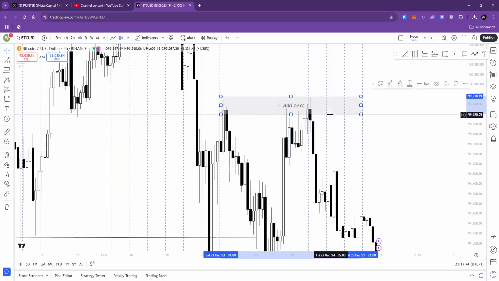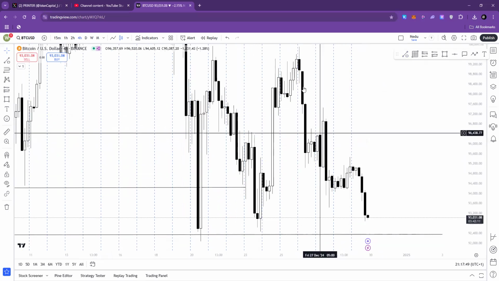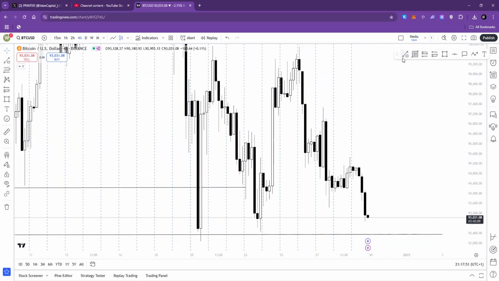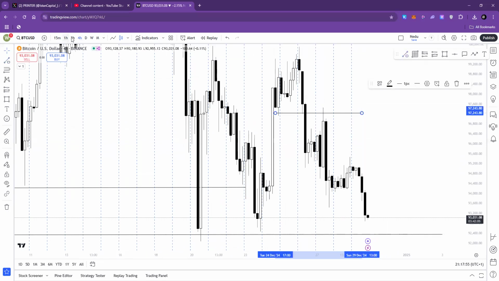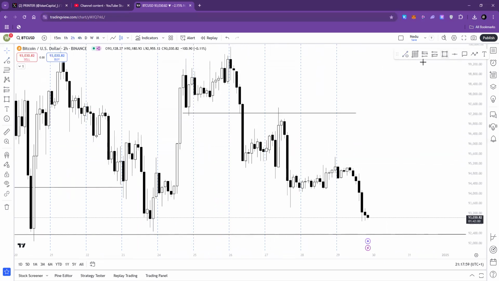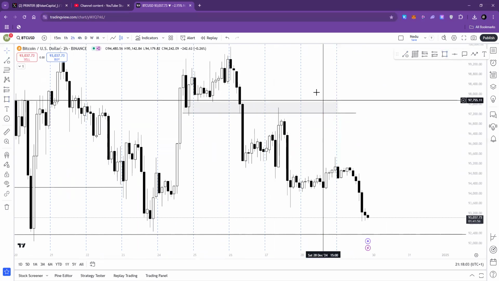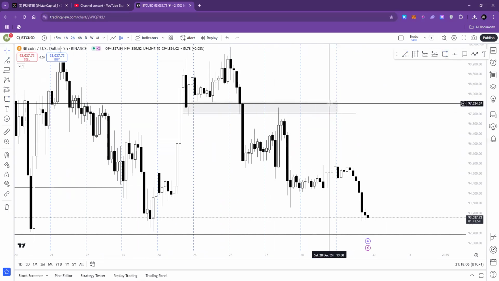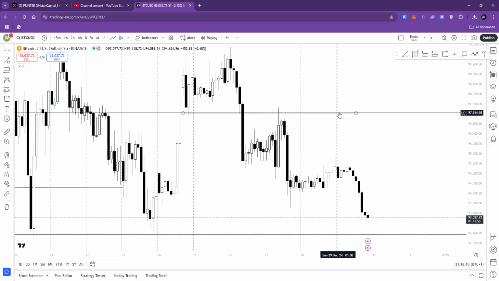Just delete this. And we are respecting supply zones. Now looking at this right here, what can you see again? Market keeps on respecting supply zones. This is a breaker block right there. This is a breaker block right here. Market is respecting selling zones and disrespecting buying zones. So that means it knows when to sell, it's sell order flow.